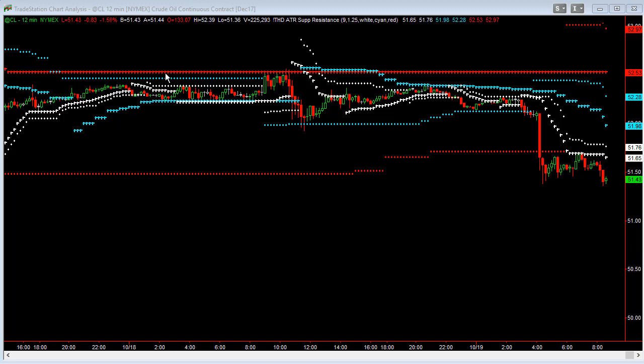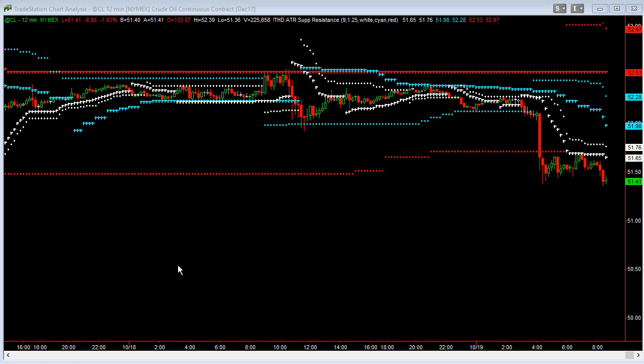As you can see, there's quite a few colors on my screen. The white colors indicate the support and resistance based on the ATR on the lower time frame, which in this case is a 12-minute chart. Then the blue indicates the support and resistance from your medium term time frame, which in this case would be a 45-minute. And then, of course, the red plus sign and dot represents the support and resistance from your higher time frame, or the 180-minute chart.